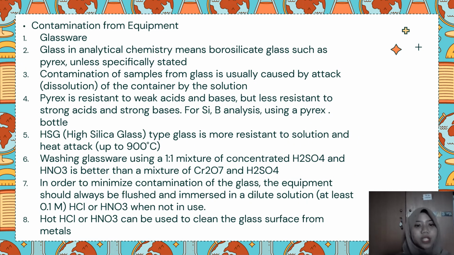And then contamination from equipment. 1. Glassware. Glass in analytical chemistry means borosilicate glass, such as Pyrex, unless specifically stated. Contamination of samples from glass is usually caused by attack or dissolution of the container by the solution. Pyrex is resistant to weak acids and bases, but less resistant to strong acids and strong bases.